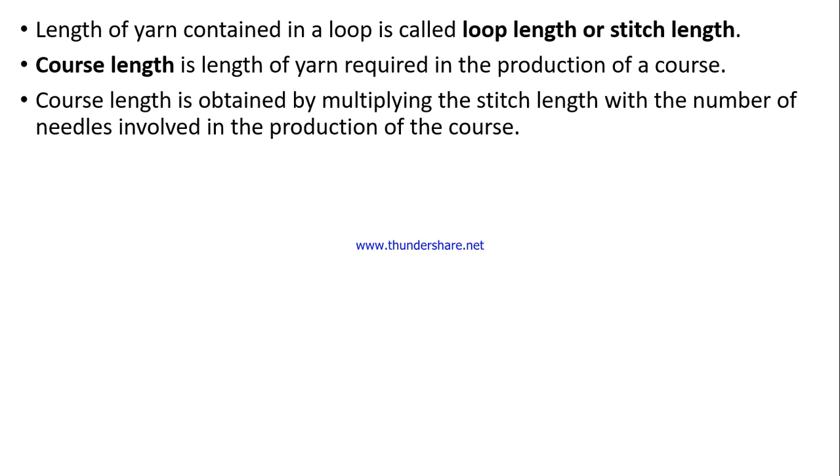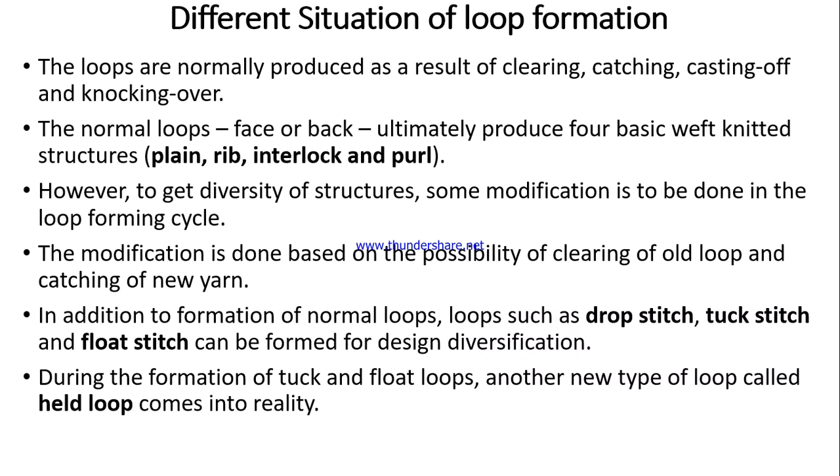So these are the basic idea of understanding the structure of a single jersey or plain knitted fabric. Now I shall discuss different situations of loop formation. In plain or single jersey fabric, the structure is very simple. Still, there are some derivatives of the single jersey fabric depending upon the action of the needle, such as clearing, catching and casting off and knocking over.